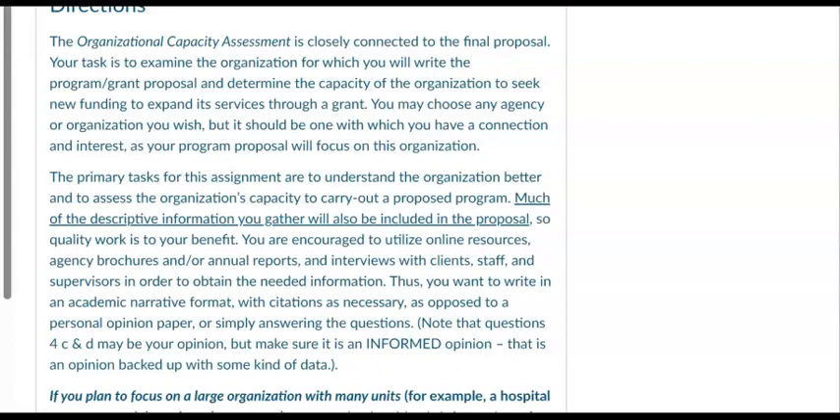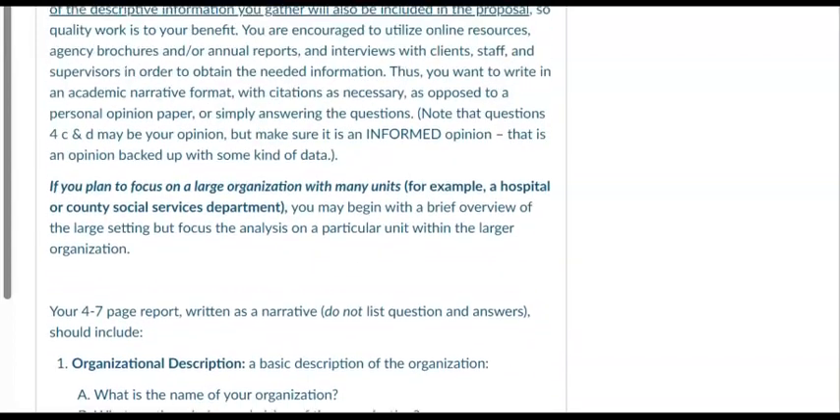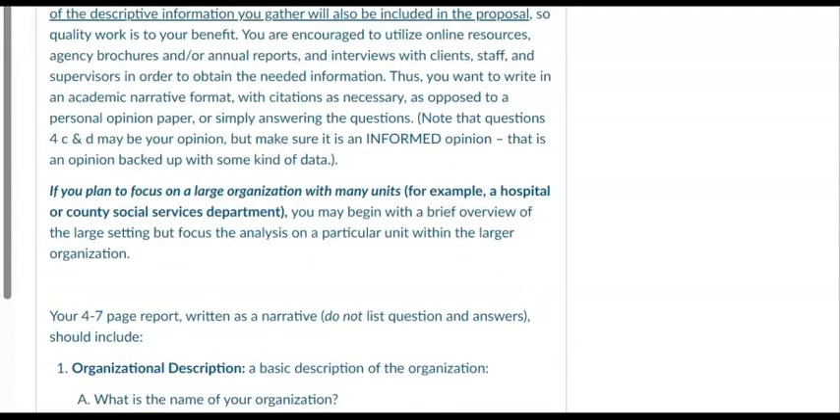Thus, you want to write in an academic narrative format with citations as necessary, as opposed to a personal opinion paper or simply answering the questions. So this is an academic paper, not just a question and answer paper. This is not your opinion. This is based on fact.